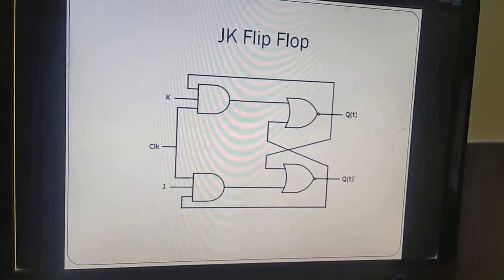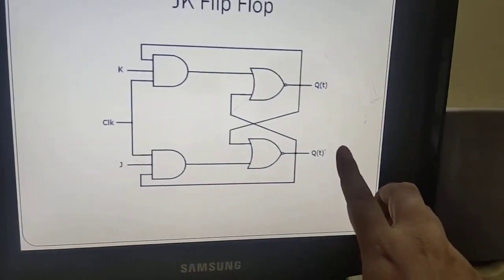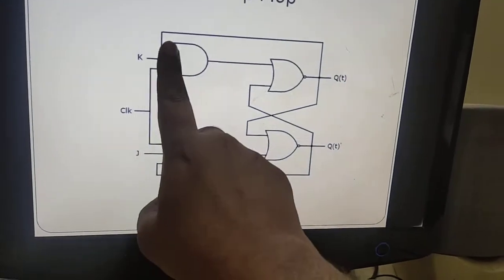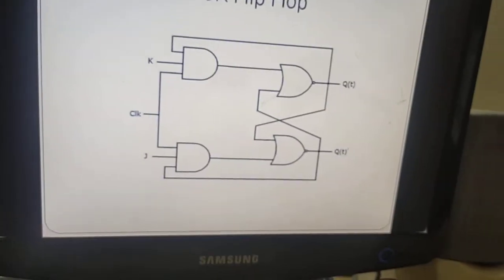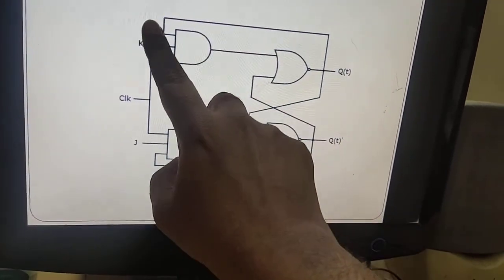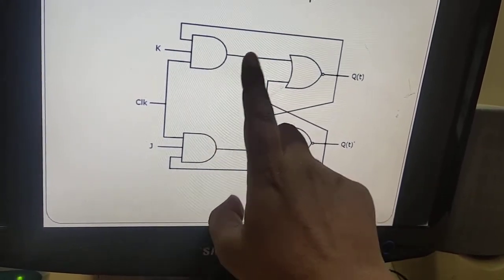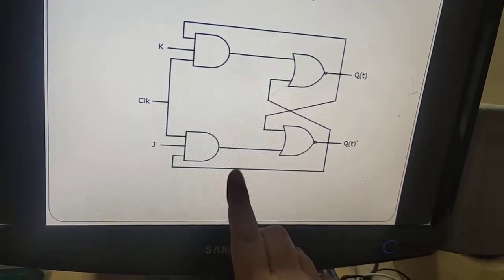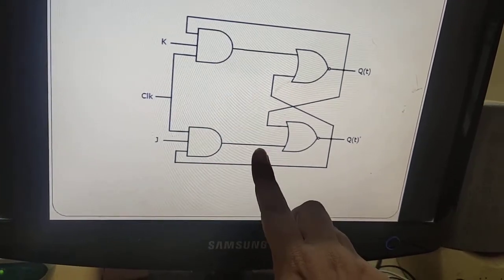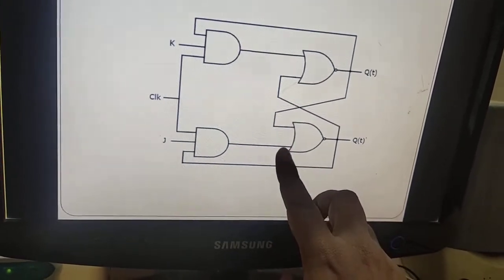So how does it work? You take any value. Let us take Q equal to 0, Q(t) bar equal to 1, clock equal to 1, J equal to 0, K equal to 0. Now what happens? This is 0, this 0 comes here, and this is 1. So it is a 3-input AND gate, and the output will be 0. Similarly, this is 1 here, this 1 comes here, this is 0 here, so again the output will be 0. Now this 0 will come here, 0 plus 0.